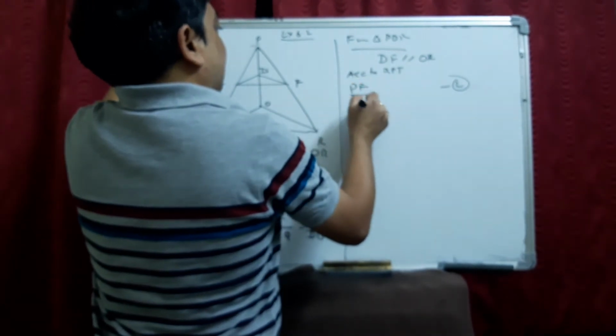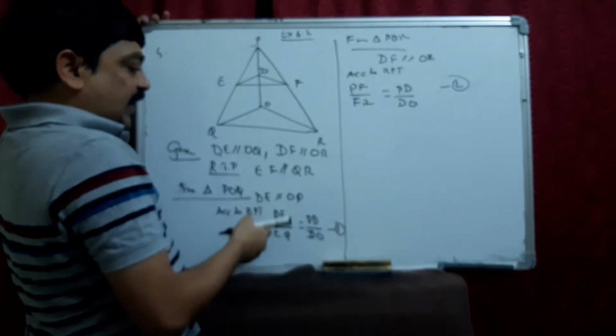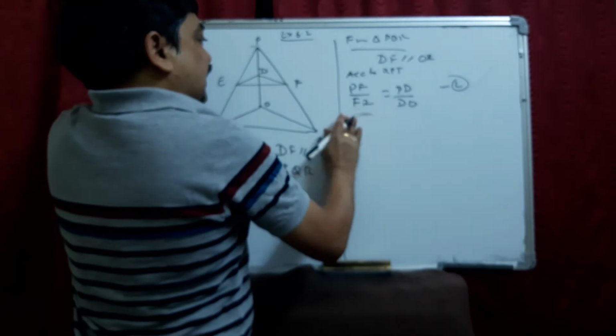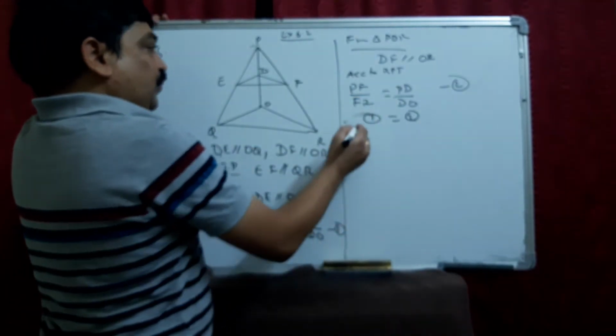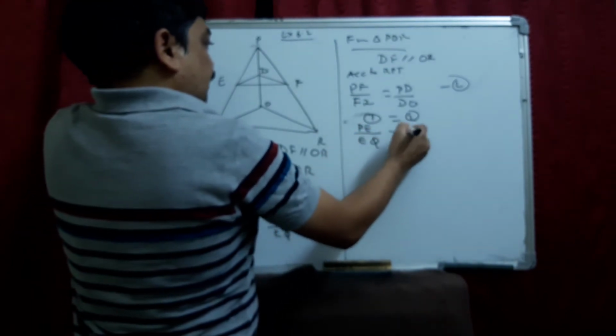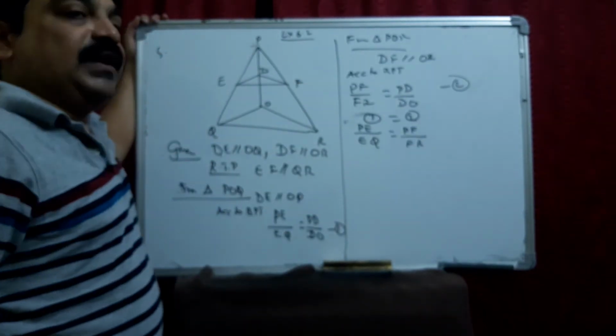PF by FR is equal to PD by DO. Now both the right sides are equal, so you can equate the left sides once. So 1 is equal to 2, because of PD by DO. So it becomes PE by EQ is equal to PF by FR.